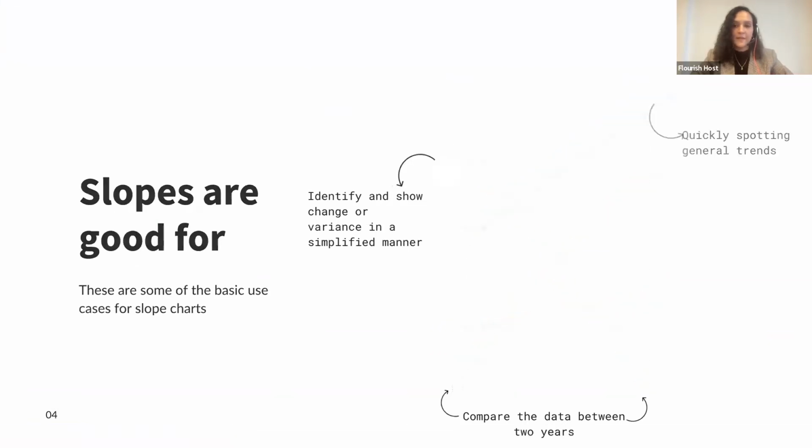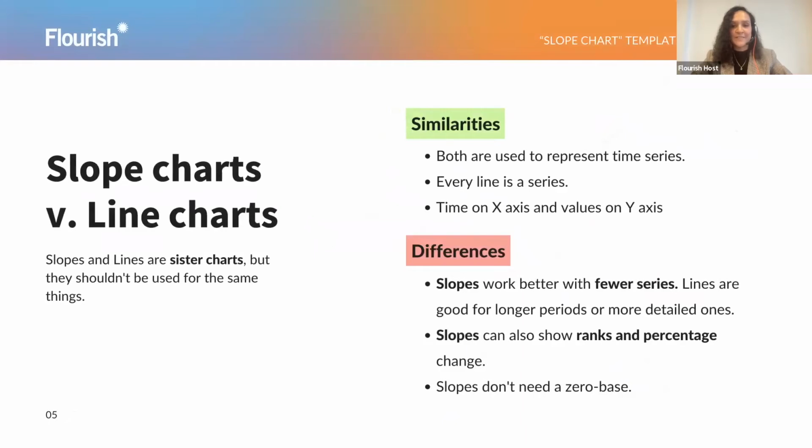Now, I'm going to address the elephant in the room, which is that slope charts and line charts are quite similar. So how can we learn when to use which chart? So first, let's start by saying that slope charts and line charts are sister charts, which means that they are used for very similar things. Both are used to represent time series, although slopes are used to represent short periods of time, specifically 2 years, whereas lines are great for longer periods of time or even months or days. They both have time on the x-axis and values on the y-axis, and every line is a separate series.